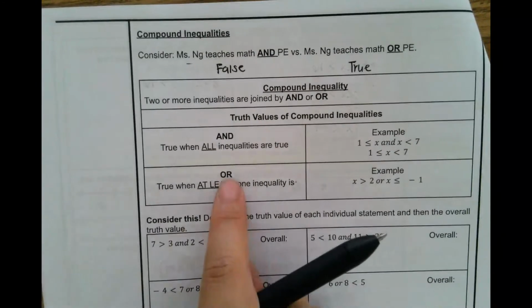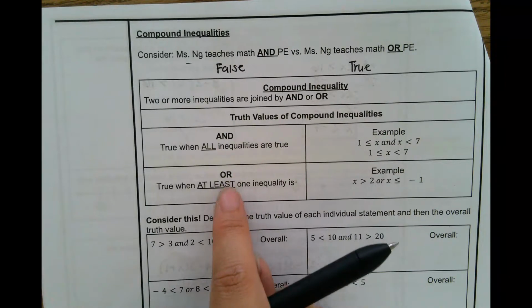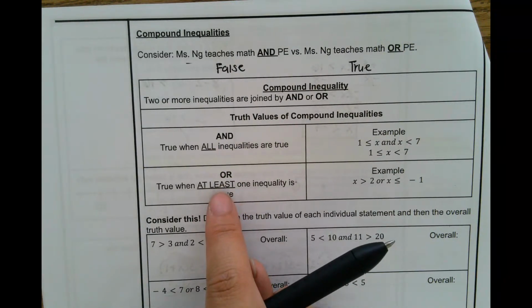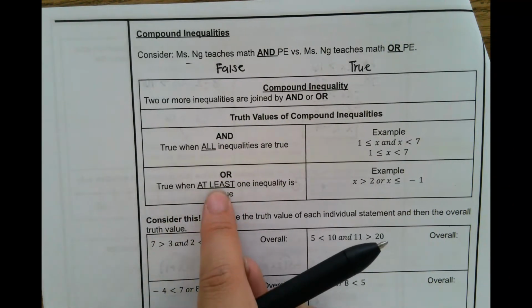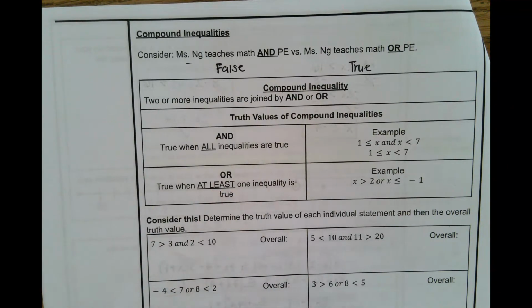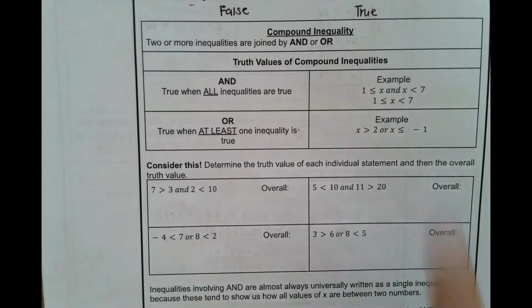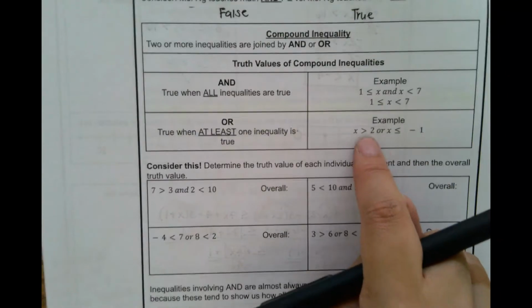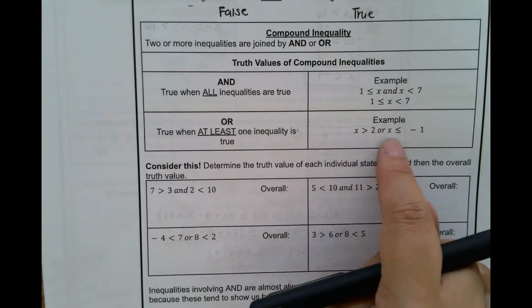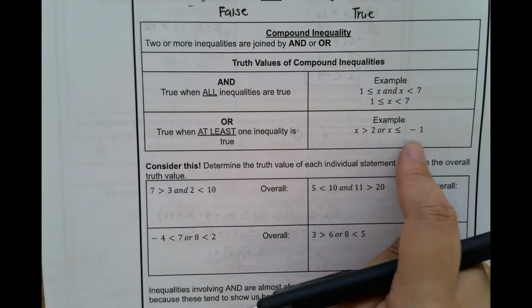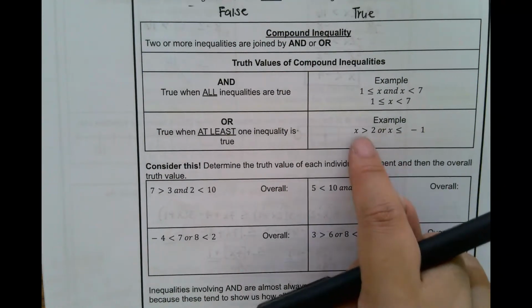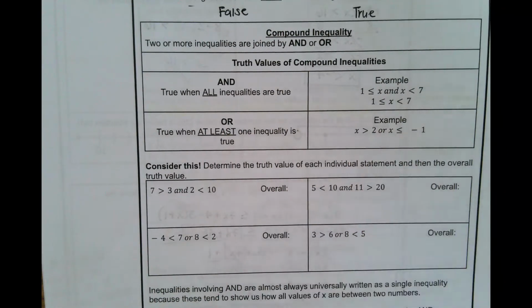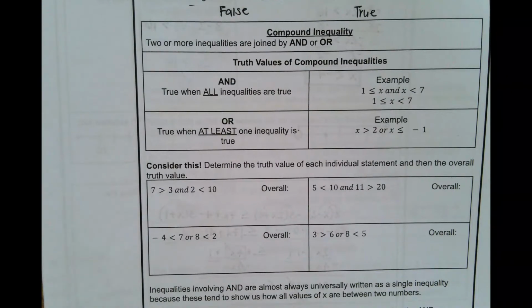In order for an or inequality to be true, only one part of it has to be, right? It is true when at least one of the inequalities is true, right? An example here is x is greater than 2, or x is less than or equal to -1. As long as the number fulfills one of these, for an or inequality, the statement will be true, okay?